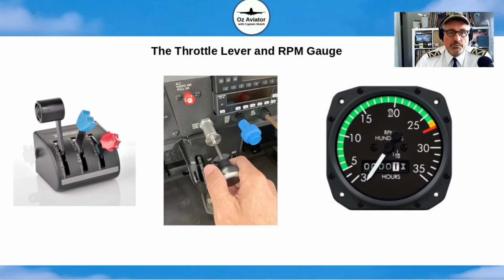The gauge on your instrument panel that shows the amount of power being produced by the engine is your RPM gauge. Note here it says RPM hundreds. So if the needle here is pointing to 20, it's 2000 RPM, pointing to 25, 2500 RPM. So it's an indication of the amount of power being produced by the engine.